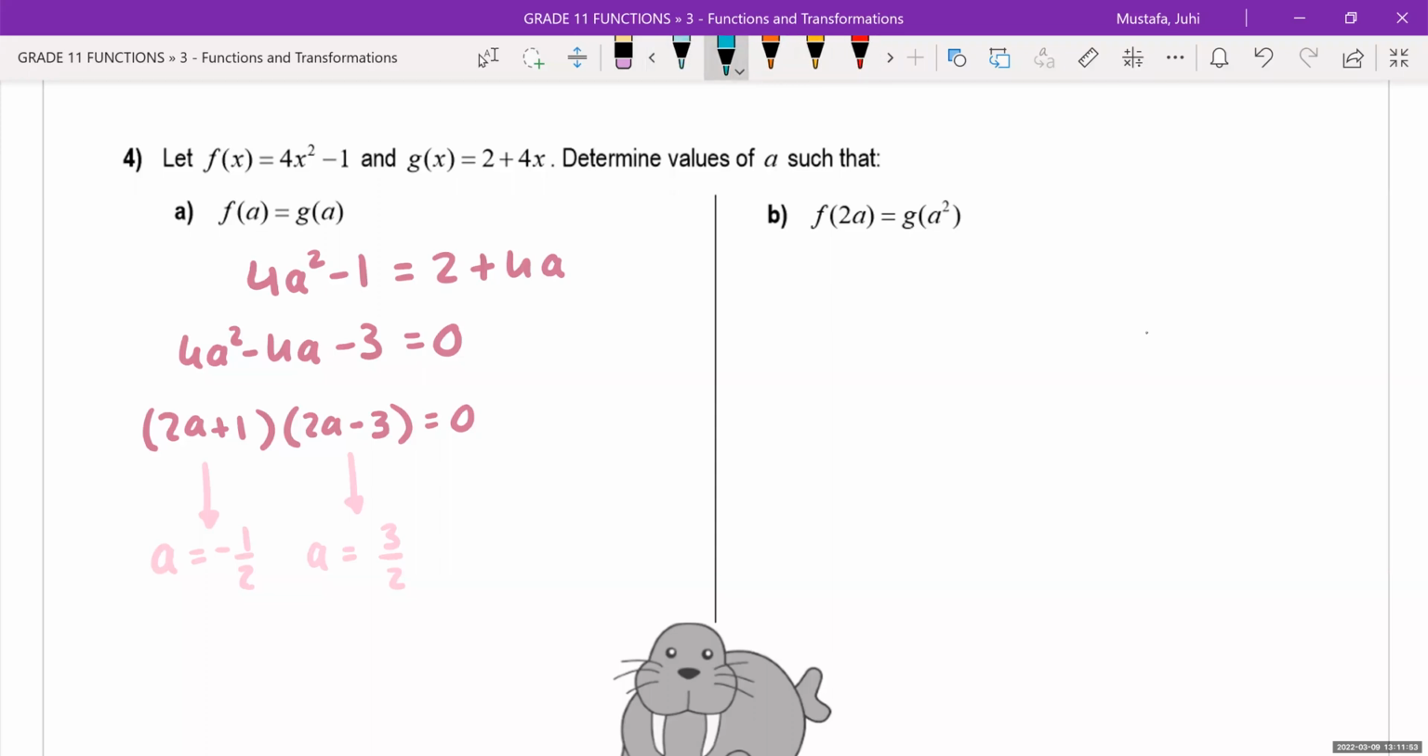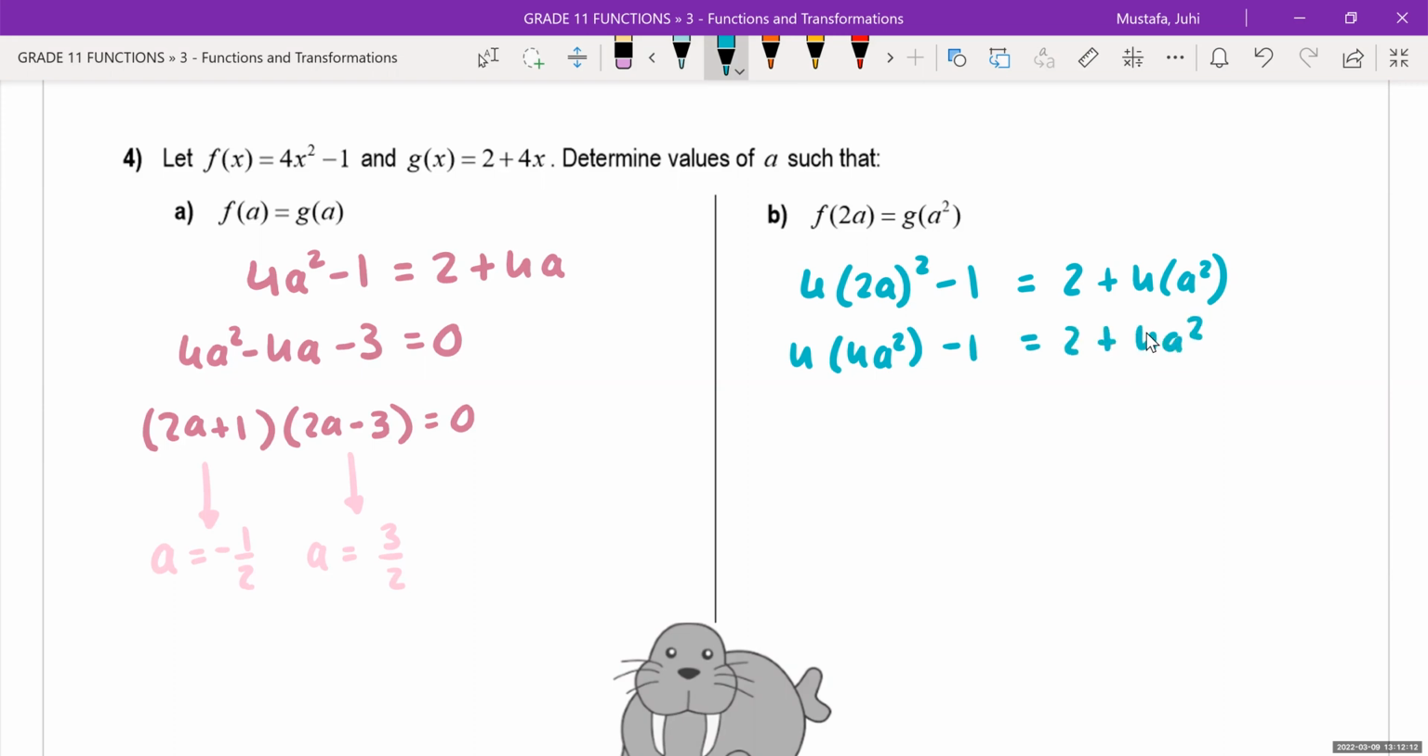Okay, so f of 2a means I'm going to have 4 bracket 2a squared minus 1. And this is going to be 2 plus 4 bracket 2a. Okay, so this is going to be 4 bracket 4a squared minus 1 is equal to 2 plus 8a. And this is going to be 16a squared minus 4 minus 8a minus 2. It's going to be 16a squared minus 8a minus 6 equal to 0.